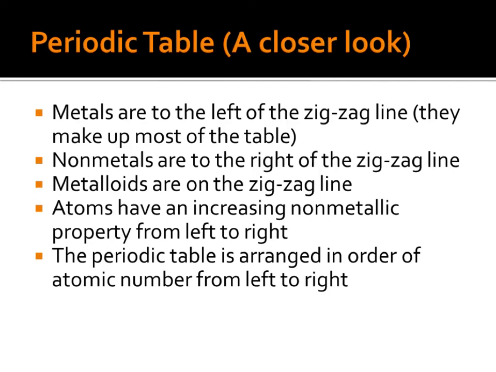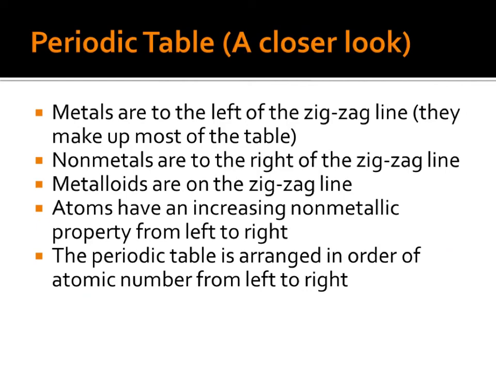And then the elements that are touching the zigzag line are called metalloids because they have properties that are like metals, but they're also like nonmetals, kind of depending on the situation. So as we look at the periodic table, moving from left to right, atoms have increasing nonmetallic properties. So they basically are less and less like a metal as you go from the left to the right. And it gradually changes, kind of like when you were working on your cards with the alien stick figures today. They had to have characteristics that changed little by little as you went left to right.